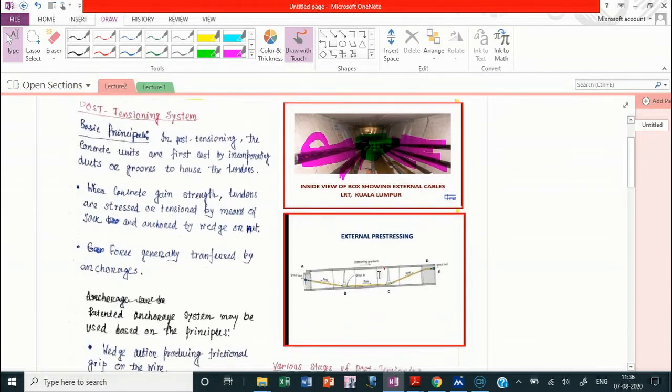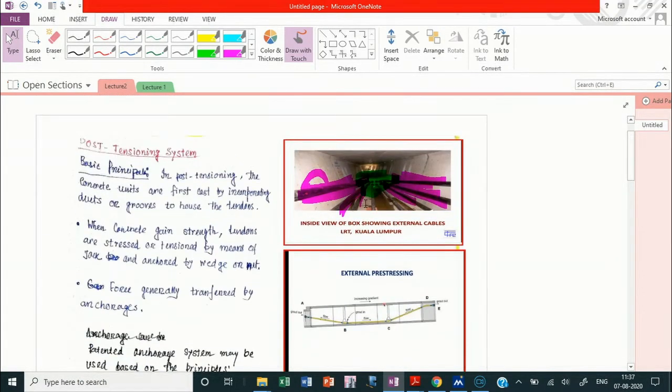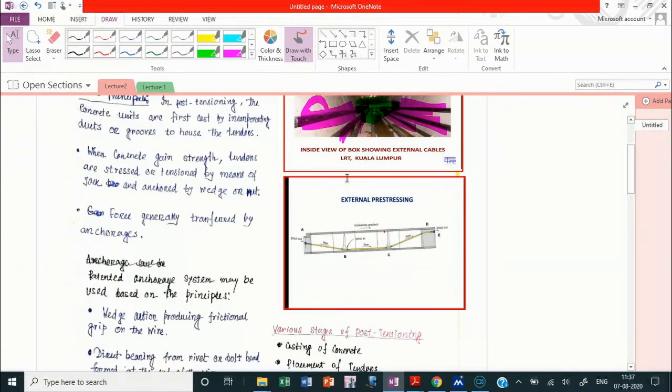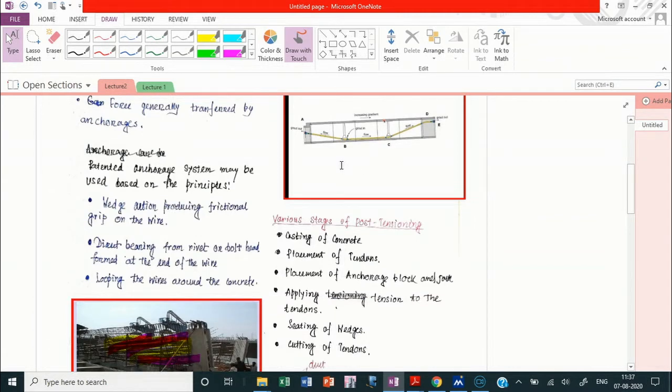Here you can say the block anchorage places are there, so that the desired amount of eccentricity or desired profile of the tendons can be provided by this type of blocks. These are the examples of the external pre-stressing systems generally.